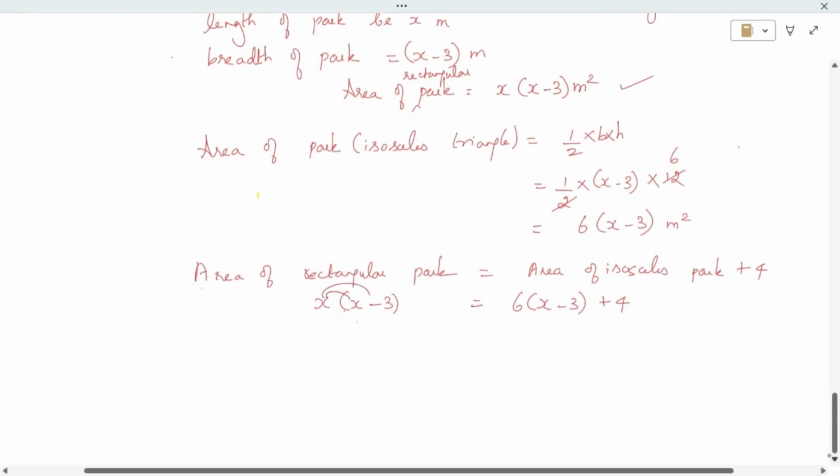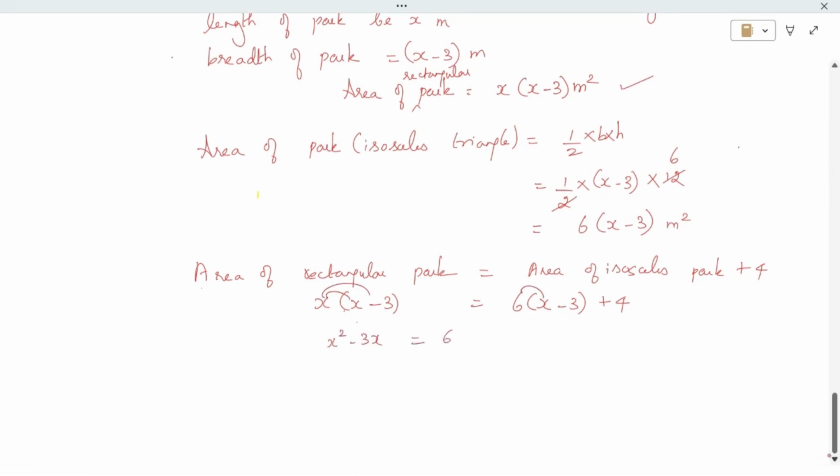So x² minus 3x is equal to 6x minus 18 plus 4. Now I am just bringing all the terms to the right hand side. So x² minus 3x minus 6x plus 18 minus 4 is equal to 0. So combine the like terms together. So you will get x² minus 9x plus 14 equal to 0. So now split the middle term. So 7 times 2 is 14, but in the middle I have minus 9, so I have to put the sign as negative.